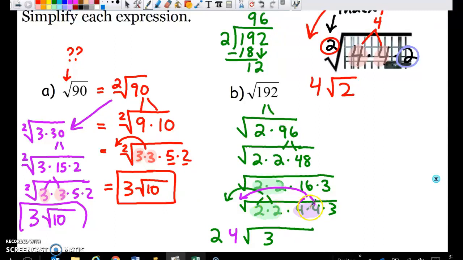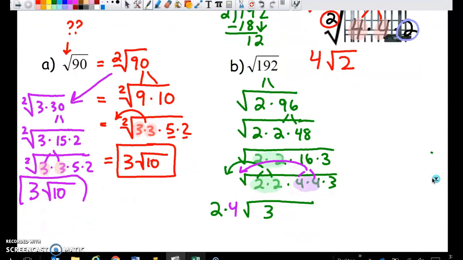Well, when they're inside the radical, they're all being multiplied. I'm going to multiply them again on the outside. So I have 8 times the square root of 3. And that's as far as I can simplify.